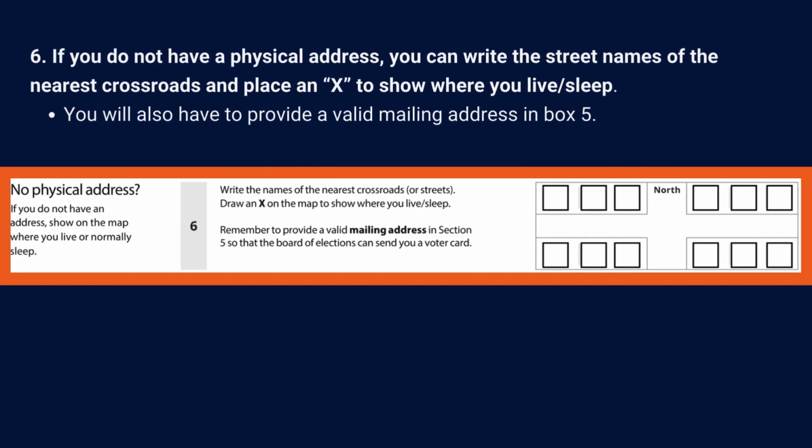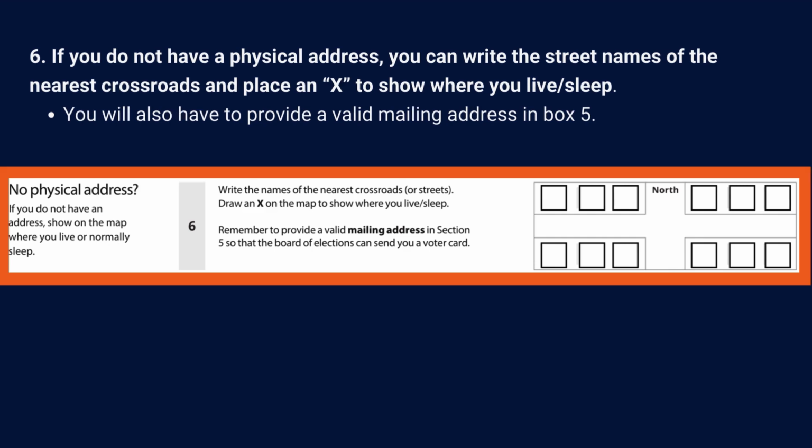If you do not have a physical address, please write the street names of the nearest crossroads and place an X to show where you usually live and/or sleep. You still, however, will be required to fill out the mailing address in section 5.